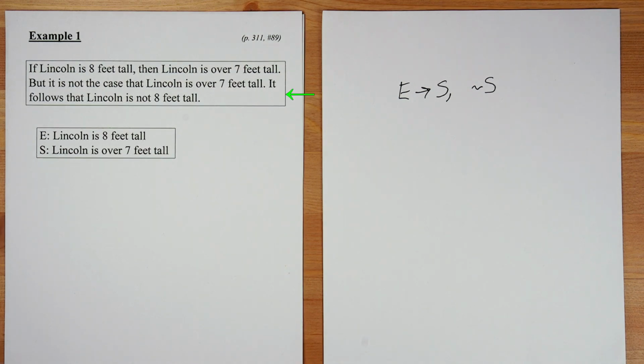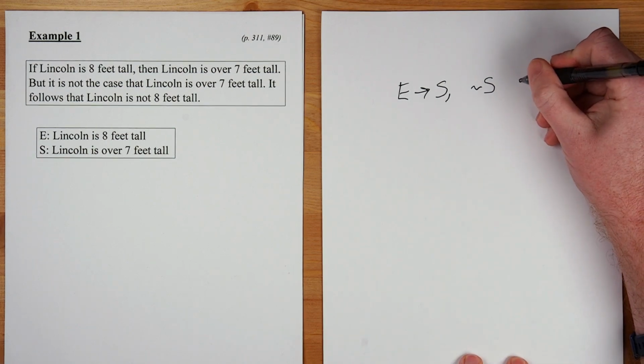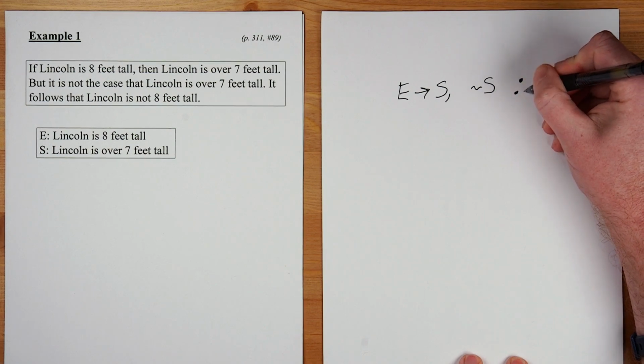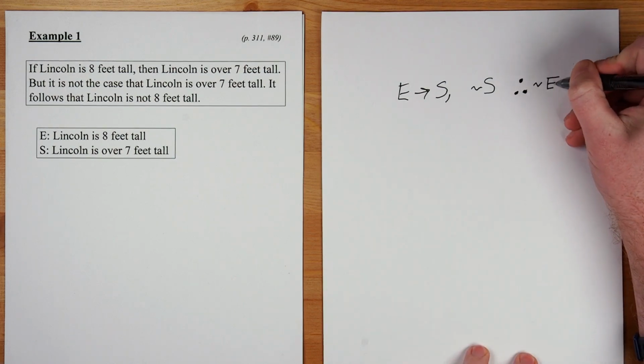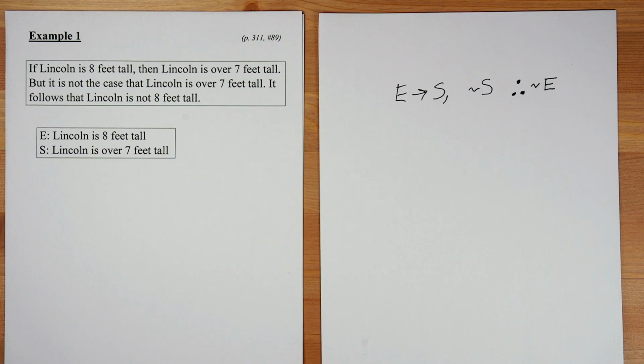Our last sentence starts with "it follows that." In this phrase, "it" indicates that here comes the conclusion. So in order to indicate our conclusion, we'll make sure and use our triple dot symbol in front of it, remembering to leave adequate space in between it and the last premise in order to distinguish it. So our conclusion is Lincoln is not 8 feet tall, so we'll symbolize it as tilde E. And that's our symbolization. Now that we have the argument symbolized, we can create a truth table for it in order to determine if the argument's valid or invalid.